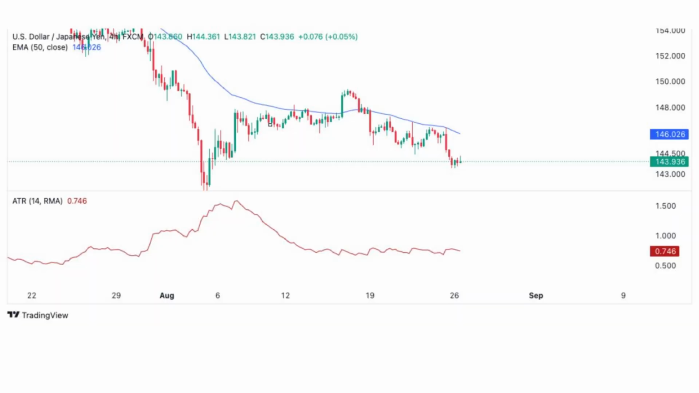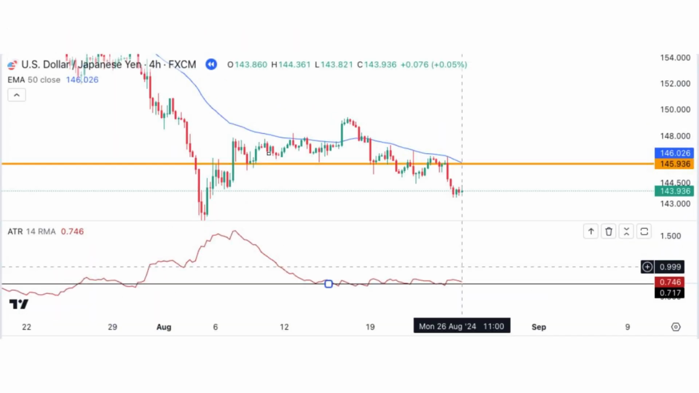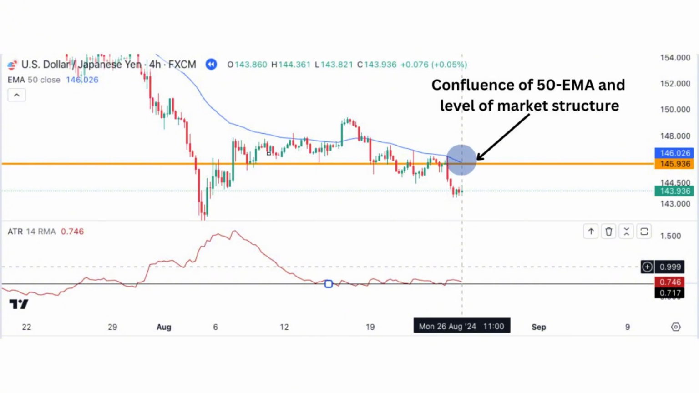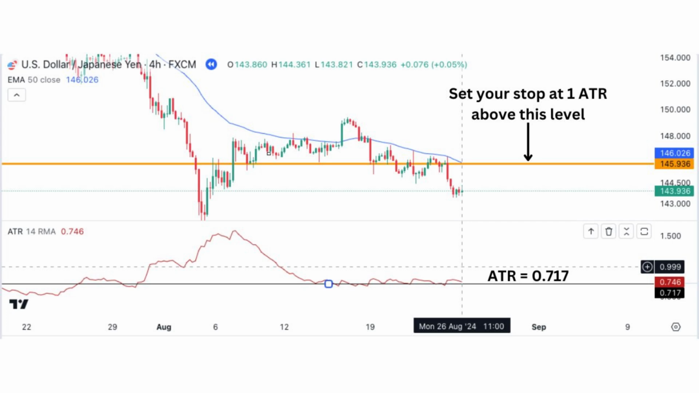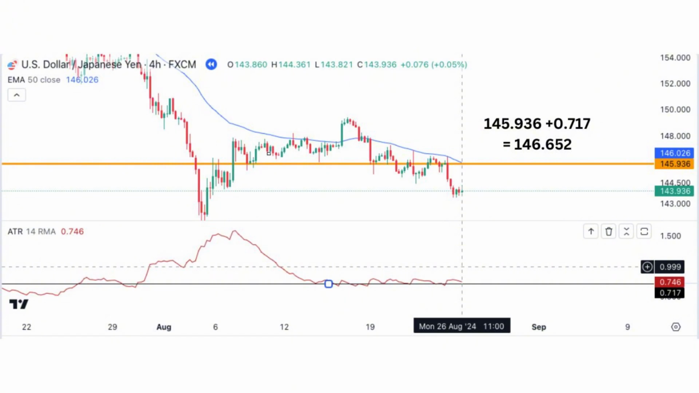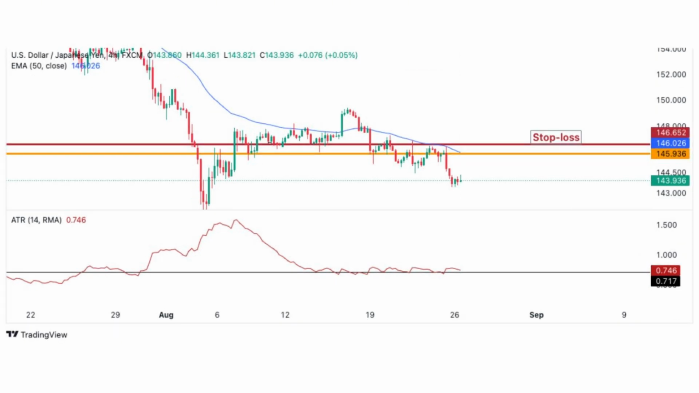Let's look at another example. Suppose you're shorting after a bearish price rejection. Where should your stop loss be? Again, you might identify this as an area of market structure with the confluence of the 50 EMA. If I entered right here, I would set my stop at 1 ATR beyond the resistance area. So again, this would be 145.936, and your ATR is at 0.717, and I add these two together and my stop loss is at 146.652. And again, this would protect you, but it would also give you some breathing room. So the stop is not too tight, but it's also not too wide.